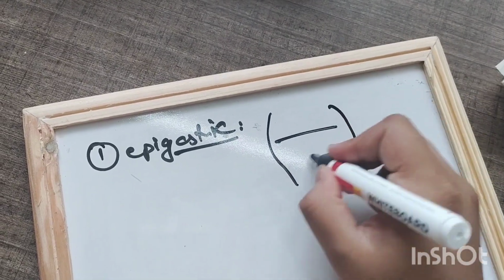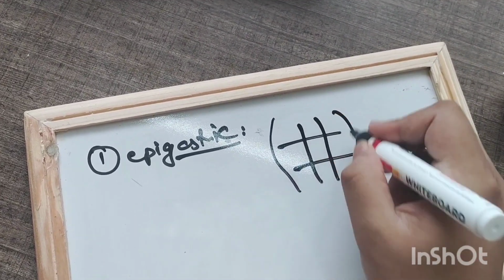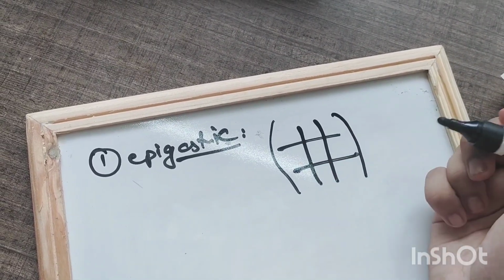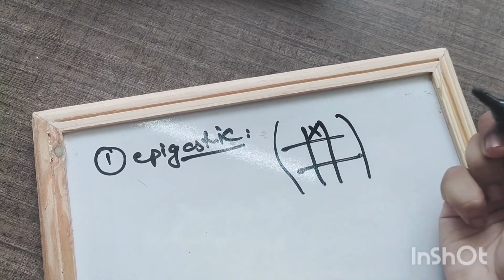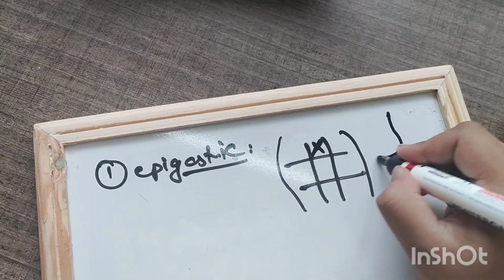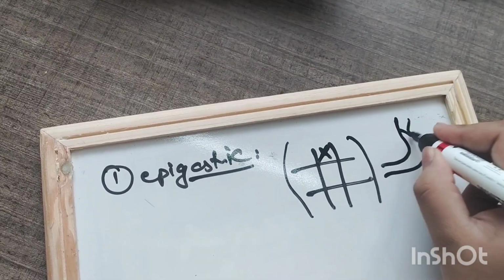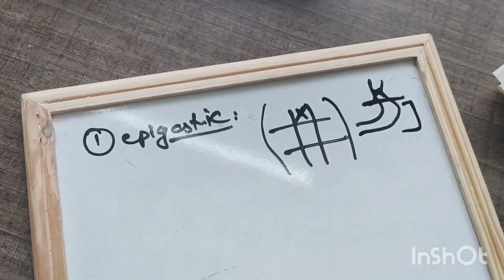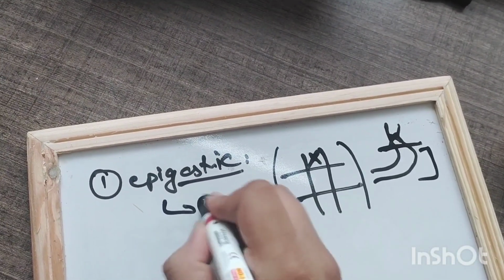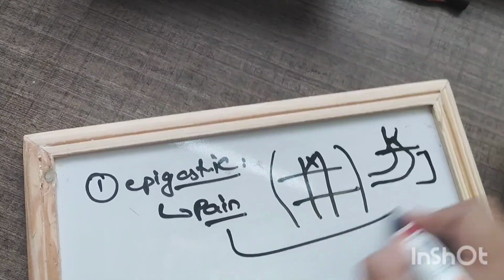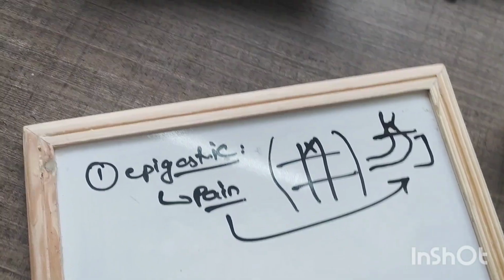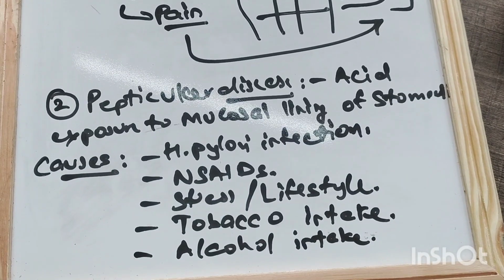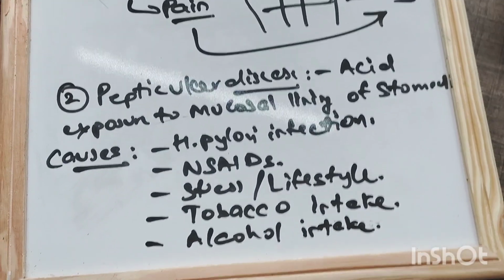The abdomen, as we know, is divided into many regions, which signifies various organs present in that particular region. Epigastric is this, which signifies the lower part of the esophagus, the gastroesophageal sphincter, and the stomach. Epigastric pain will refer to problems of the stomach, lower esophagus, or gastroesophageal sphincter. Second keyword was peptic ulcer disease.